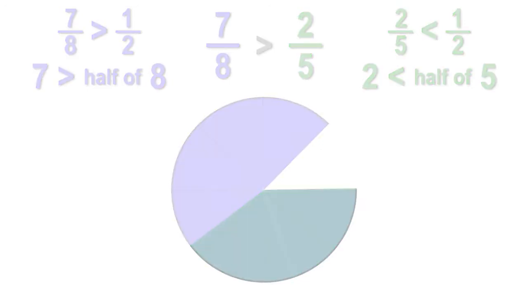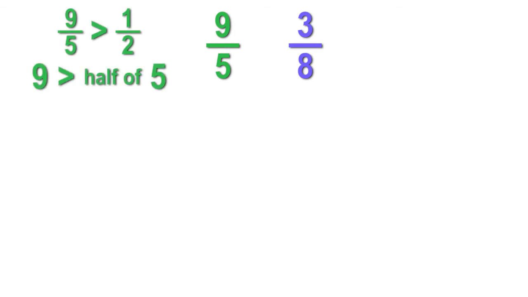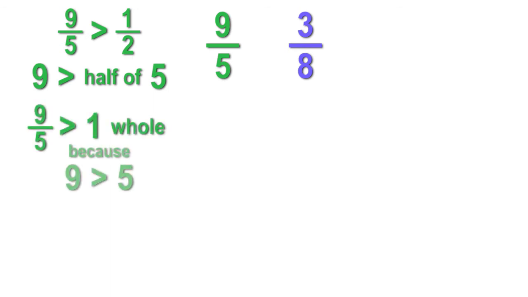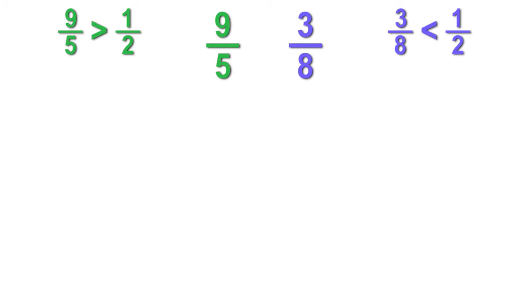We can follow the same process with 9/5 compared with 3/8. 9/5 is greater than 1/2 since the numerator of 9 is greater than half the denominator of 5. Alternatively, we know 9/5 is greater than 1/2 since it is also greater than 1 whole, the numerator being larger than the denominator. 3/8 is less than 1/2 since 3/8 is less than 4/8. 4/8 is the fraction equivalent to 1/2. Since 3/8 is less than 1/2 and 9/5 is greater than 1/2, we can use 1/2 as the common benchmark between them and identify that 9/5 is greater than 3/8.